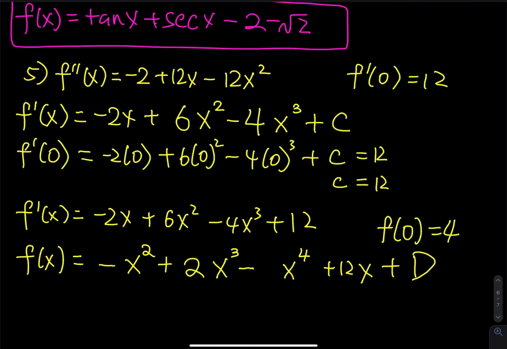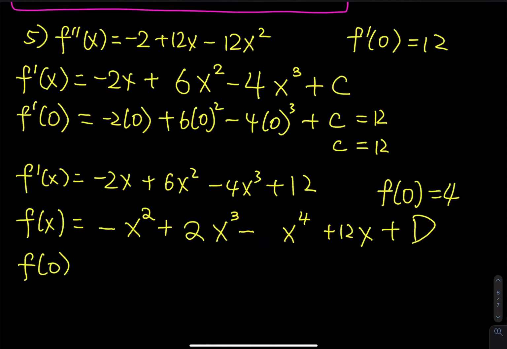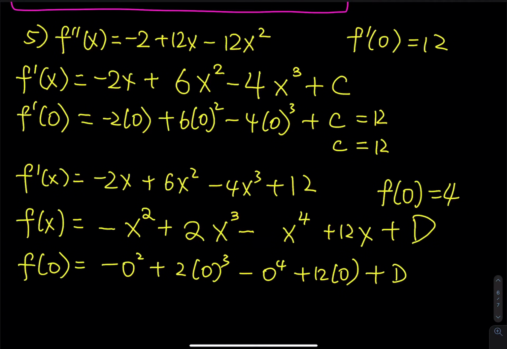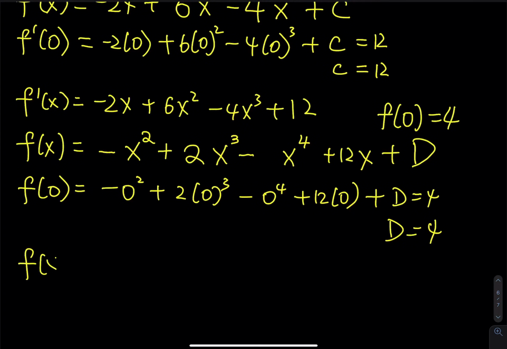And then let's find what d is. So f of 0, 0 makes everything so easy. Plus 2 times 0 to the third minus 0 to the 4 plus 12 times 0. Everything is just a 0. So plus d equals 4. So d is equal to 4. And then you rewrite the f of x again. So f of x is equal to negative x squared plus 2x to the third minus x to the 4 plus 12x plus 4. That's it.